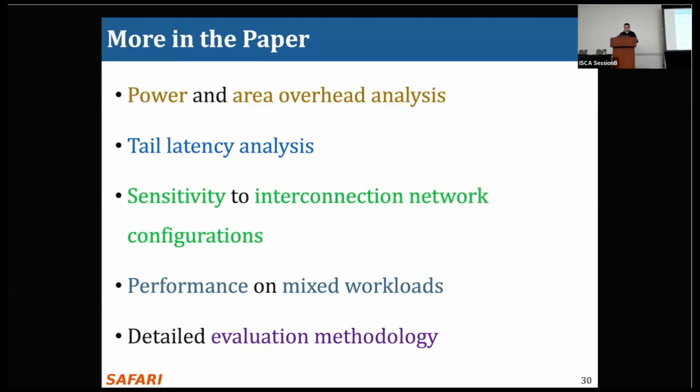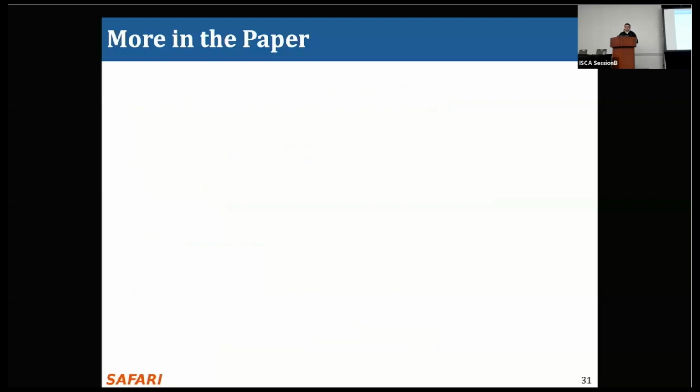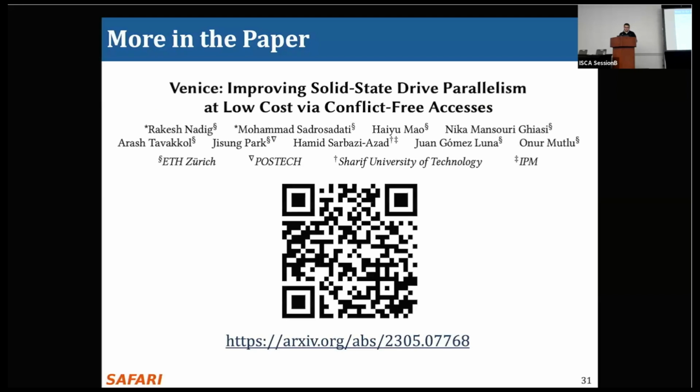We show the power and area overhead analysis, tail latency analysis, and sensitivity to different interconnection network configurations. I would encourage everyone to take a look at that. This is the link to the archive version of the paper.